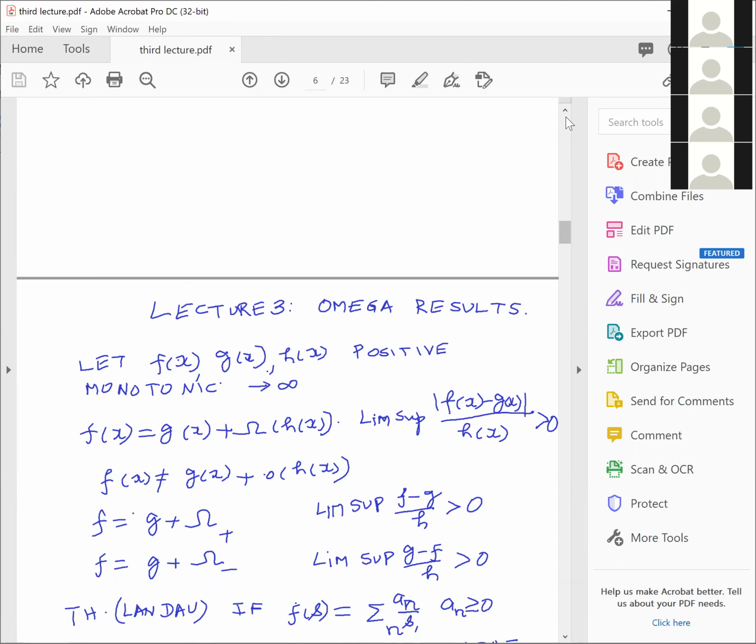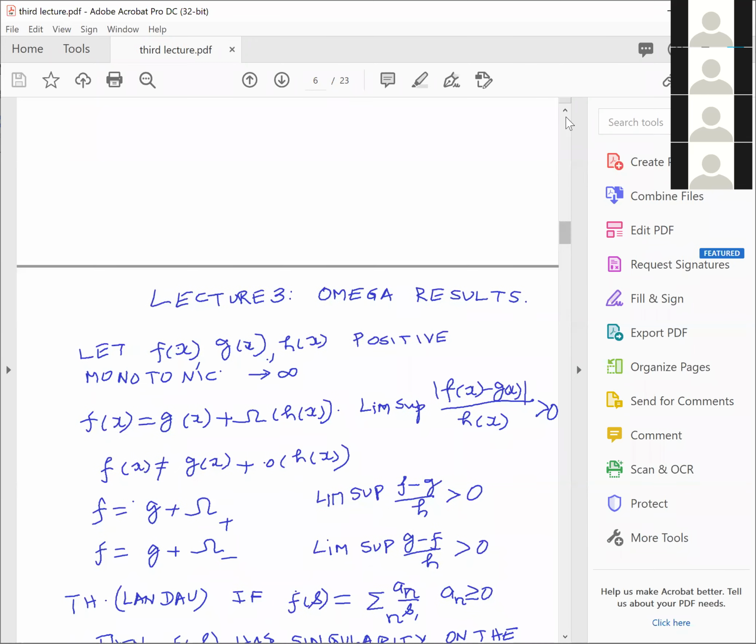And what else? There are actually two different methods to do these Omega results. One method depends upon the singularities of the generating function. The second method depends upon the growth of the generating function. Therefore, there are two methods: one depending upon the singularity, and one depending upon the growth. Now let me talk about the singularity part first.